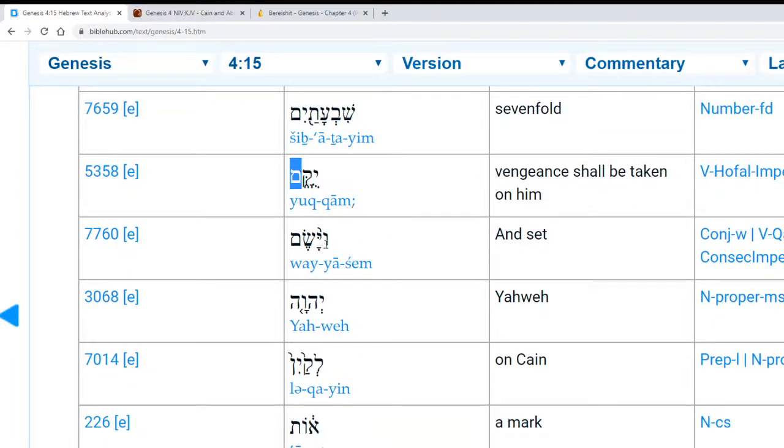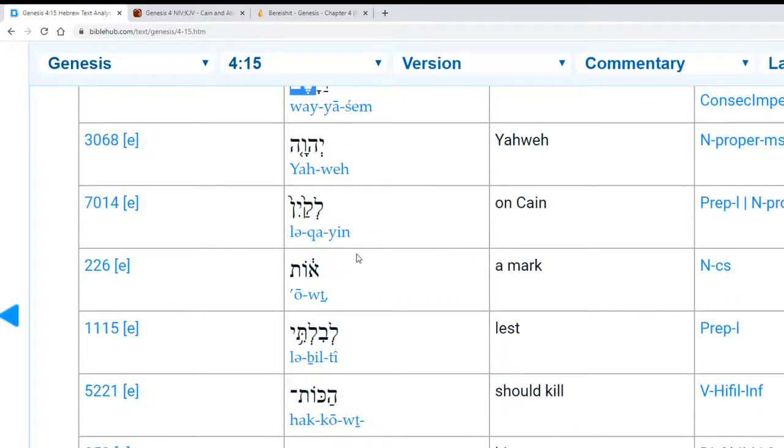Vayasem, so conjunctive vav, and here again, lasum, to put, right? Yeah, this is to put. Sim, I am not sure if we've ever had this before, but to put. Vayasem, and God caused to be put.